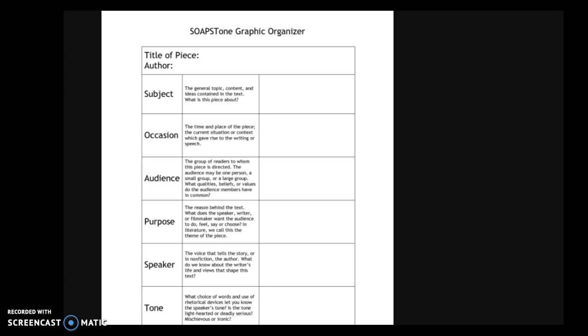So the first one is subject. So what is the text talking about? What is the main point? Almost kind of the topic or the summary.